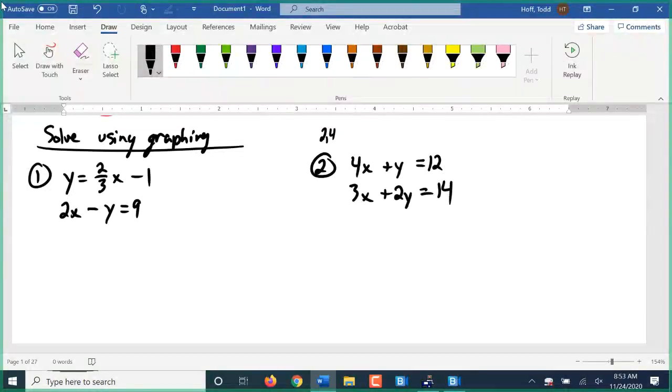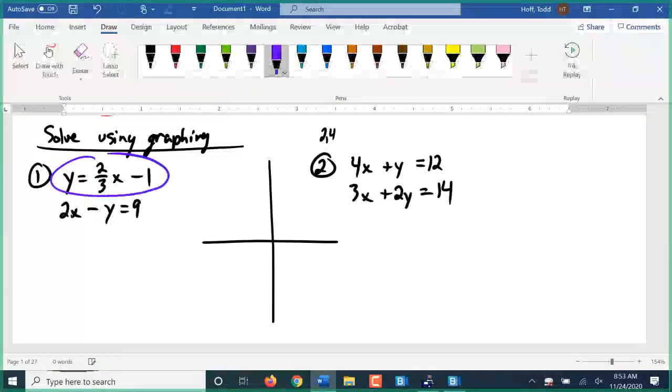Let's take a look and see how these are going for you. So for the first ones here, the top equation's ready to go. We start at -1, and from there we rise 2, and we run 3. I'll put a point there, then we'll do it again. We'll rise 2, and we'll run 3. And our line goes through those points.